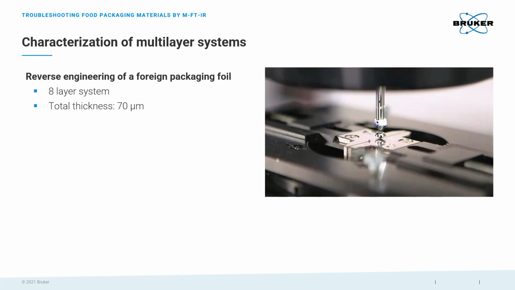Another example would be the characterization of multi-layer systems. This is a very interesting topic because this is directly linked to reverse engineering of foreign packaging foils, which is also very interesting in order to see what the competition is doing with such polymer foils. So in this certain example, we have a foil which has a total thickness of 70 micrometers. And within this 70 micrometers, we have up to 8 layers.